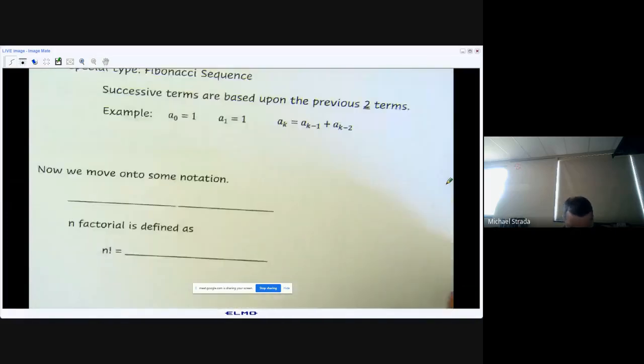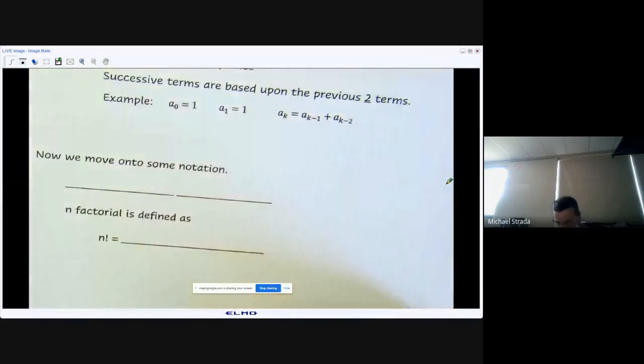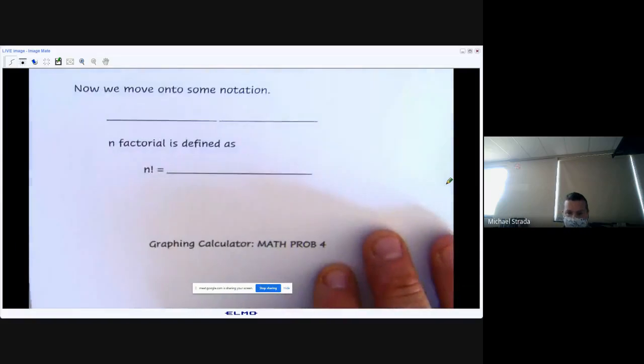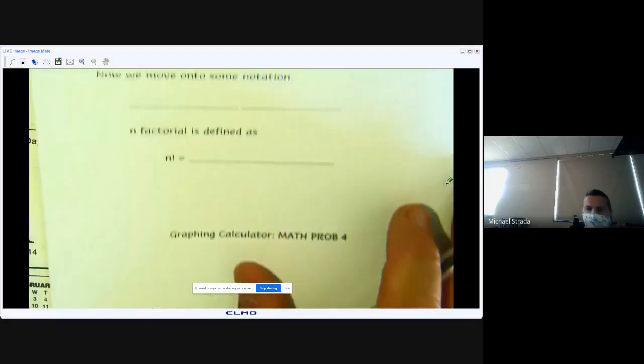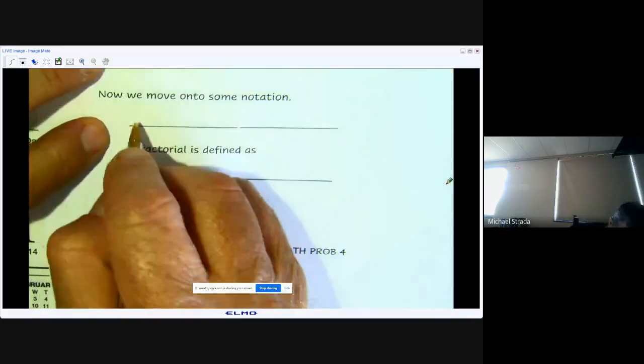Now we're going to skip the next part. We're going down to here, some notation. All right, the other part we'll come back to tomorrow, defining sequences. All right, factorial notation.